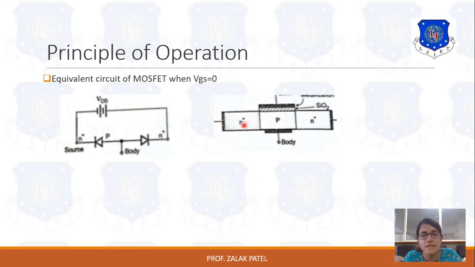Here again you can see that between two N plus layers there will be this P layer, and it is not in direct contact with the gate terminal. Over here there should be the gate terminal. So this P layer is not in direct contact with the gate terminal. There should be some layer present in between, and this layer is called the SiO2 layer.